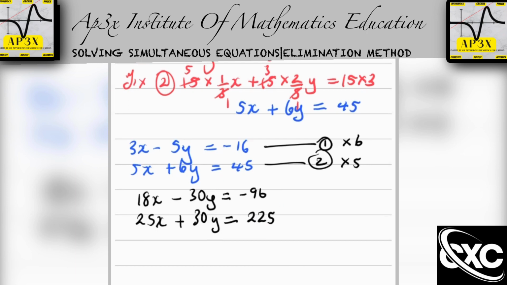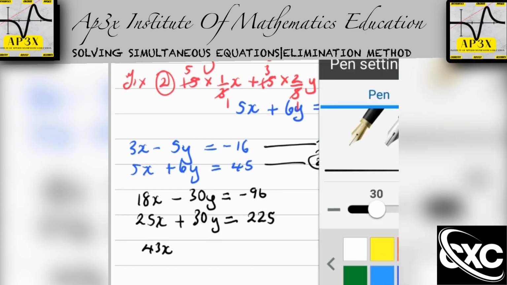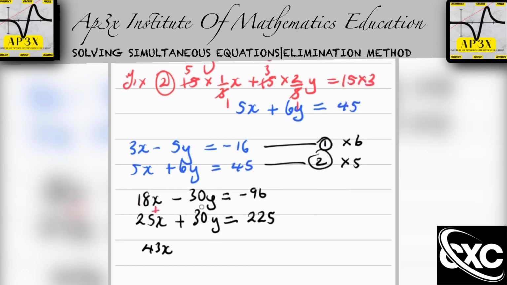So therefore then, if we add both equations, you're going to find that 18 plus 25 is 43x. The signs are different, so that's why we're adding. So let me just add my addition sign in between here. So I'm going to be adding. If we add negative 30y to its inverse, it becomes 0. And if we add minus 96 plus 225, we end up here with 129.